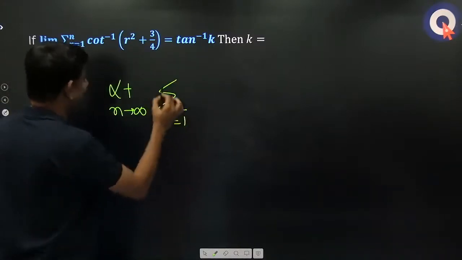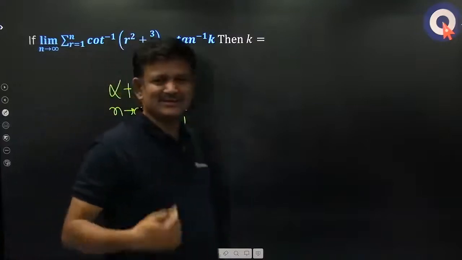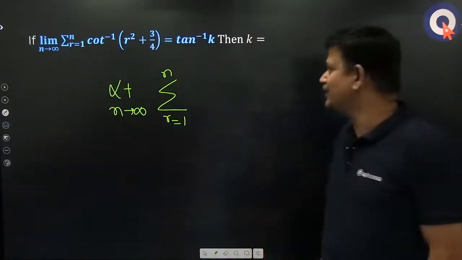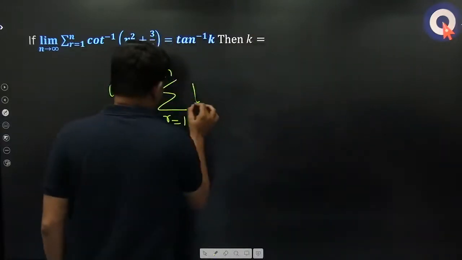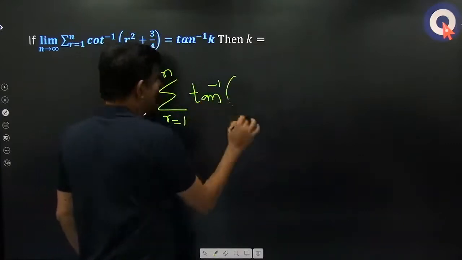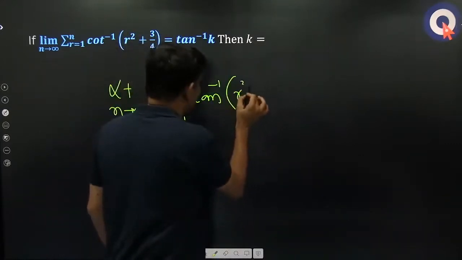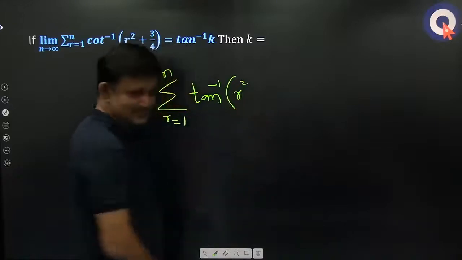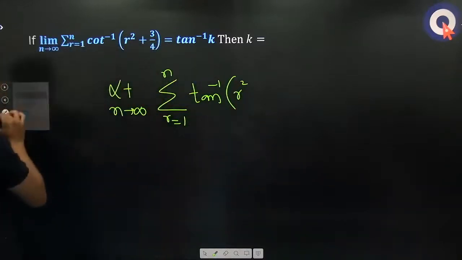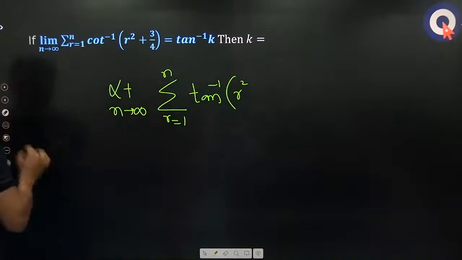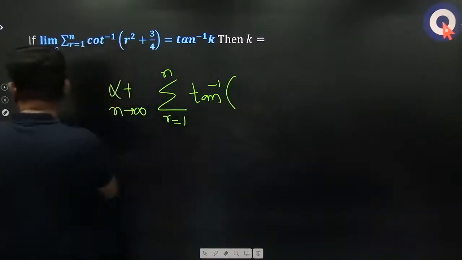R equal to 1 to n. Cot inverse is something which I am personally not very comfortable with. I don't hate cot inverse, I like tan inverse more. So I'll write it as tan inverse. So tan inverse कितना हो जाएगा ये?